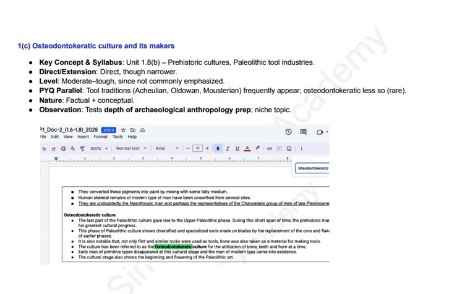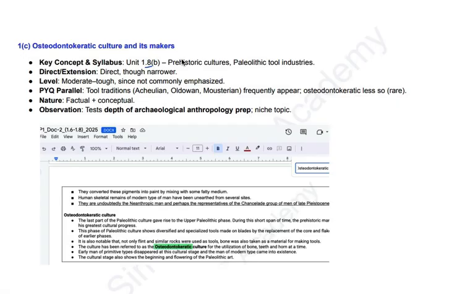So this question you can attribute to your 8.1.8, especially the second part of it, where you are studying the prehistoric cultures and everything. You are studying the tools, various types of tools, the industries and everything like that. In this particular question, you can say that this is a direct part, though not something very explicitly there in your syllabus. Okay?